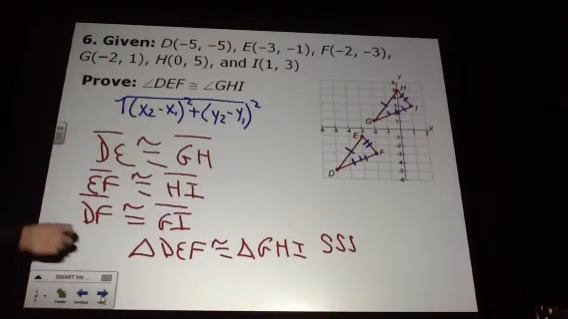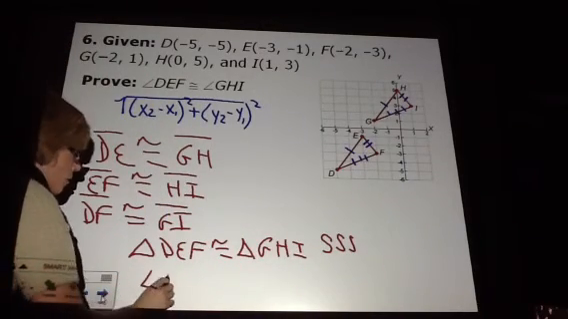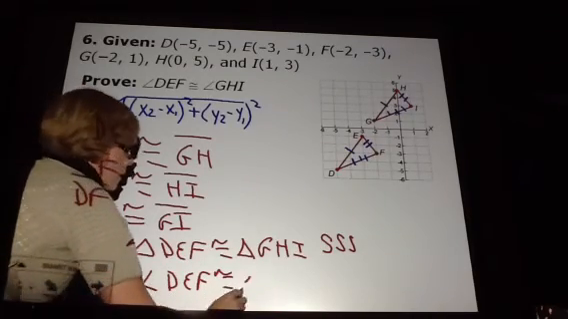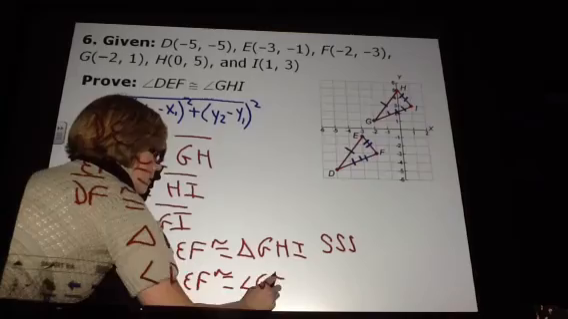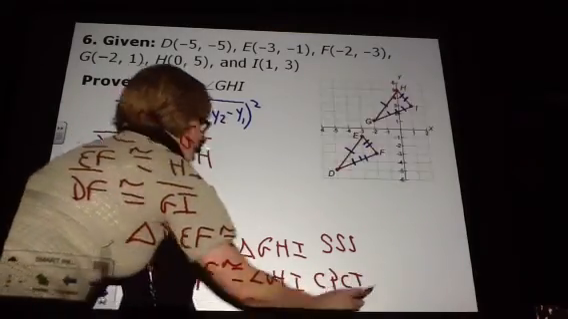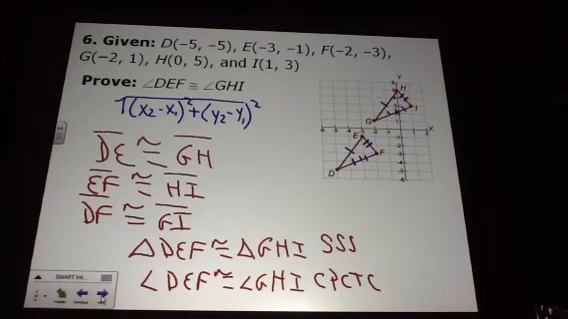Once I prove the triangles are congruent, corresponding parts are congruent. So we know that these angles are now congruent because of CPCTC.